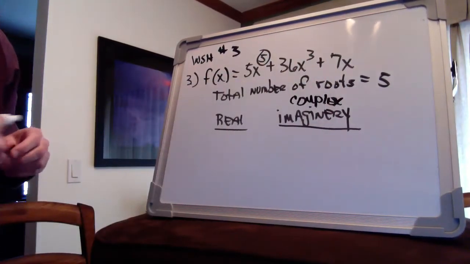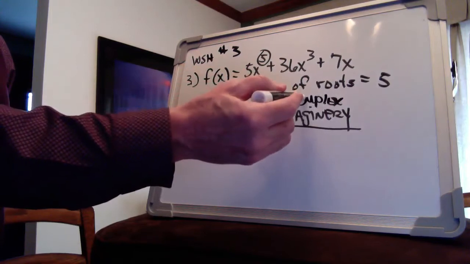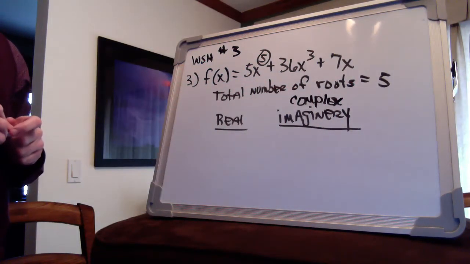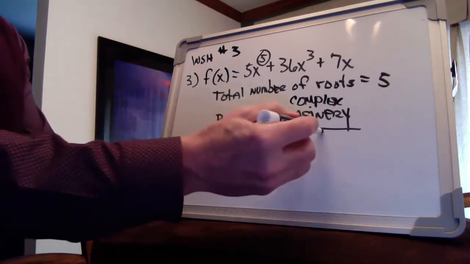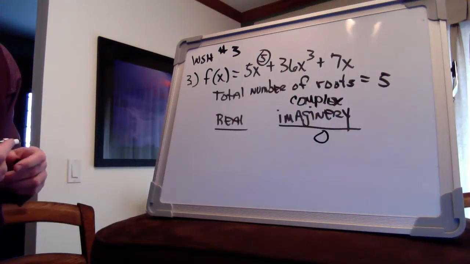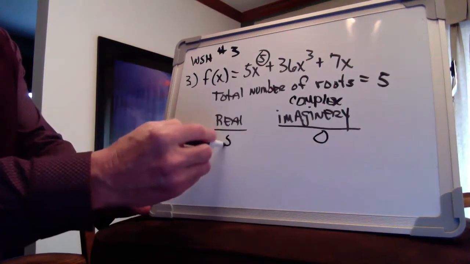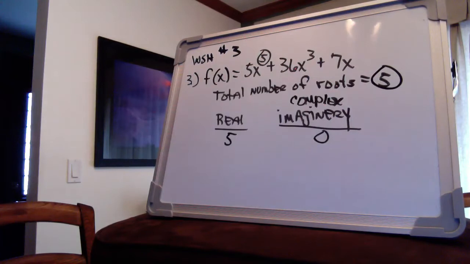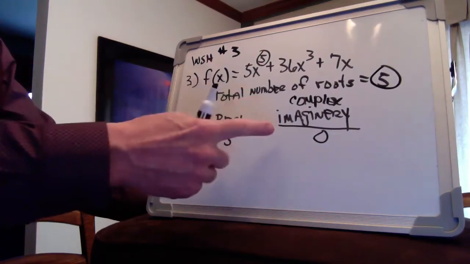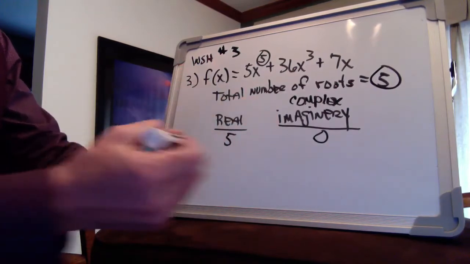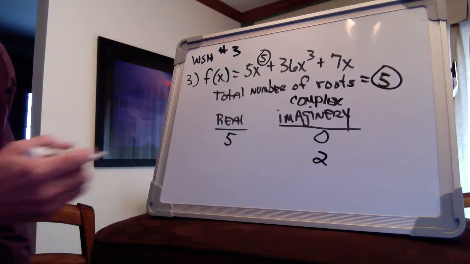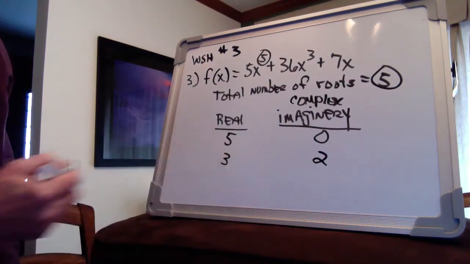Let me put that in there. So complex means the same thing as imaginary. Okay. So if there are 0 complex roots, that means there has to be a total of 5 real, because your highest exponent is 5. Keeping in mind that your complex or imaginary roots, they always travel in pairs. So if there's 2, then there has to be 3 real.